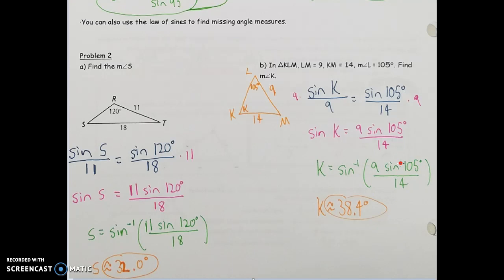If I find that from the calculator, that should give me about 38.4 degrees. So again, just like in the last section, we're using our trig functions for right triangles. Still the same rules here. If I'm looking for an angle, I want to be thinking of using an inverse function. So an inverse will get me that angle.